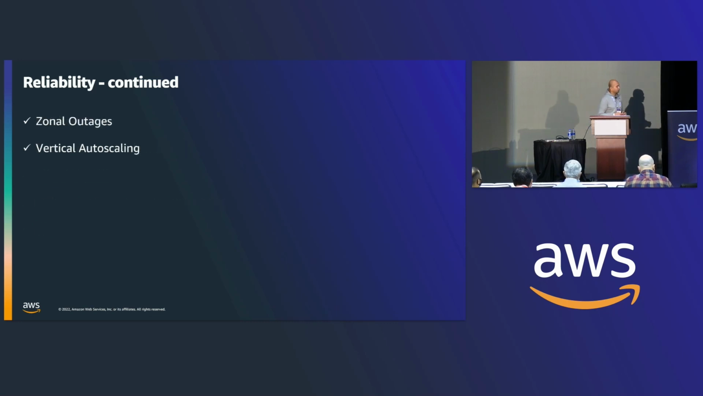This is the last one, zonal outages. EKS is not immune to outages. Outages happen in EC2 land all the time. And when that happens, EKS makes sure that anytime an outage happens, instances get terminated without notice, clusters don't get disrupted. They are still serving traffic.